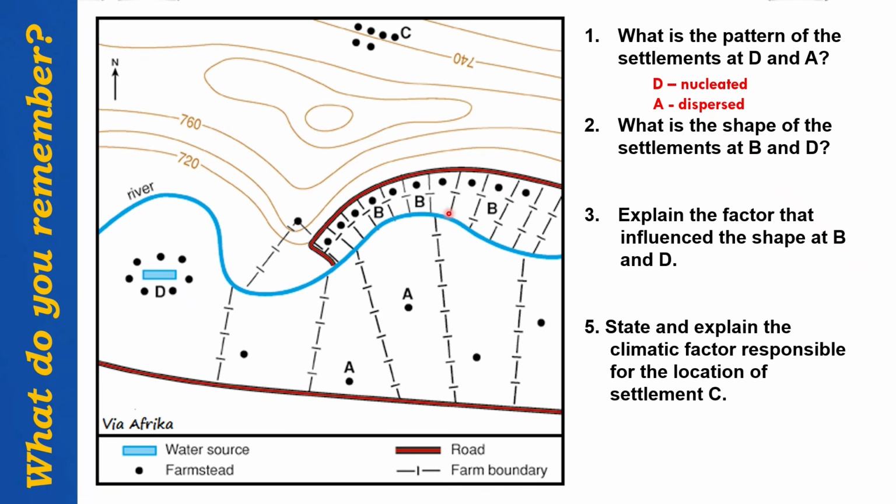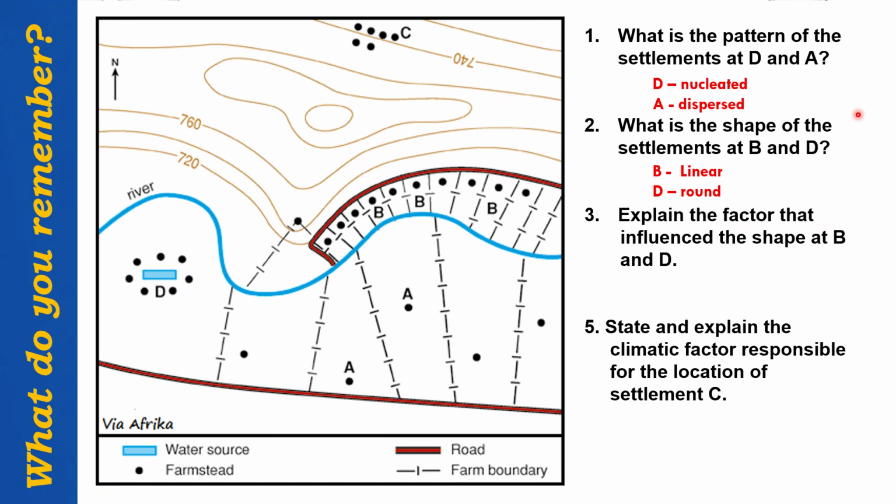Okay, number 2, what is the shape of settlement B and D? Here's settlement B, here's settlement D. You can see that this shape here is along a line, so it has to be linear. B has to be linear. D, can you see now it's circular. It has to be rounded. Let's check. Yes, you see that B along a line is linear. D is round.